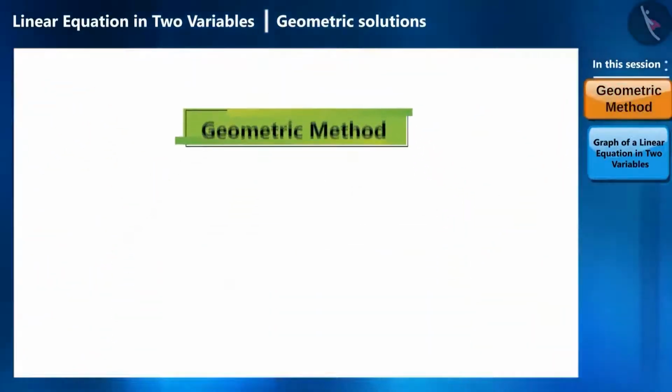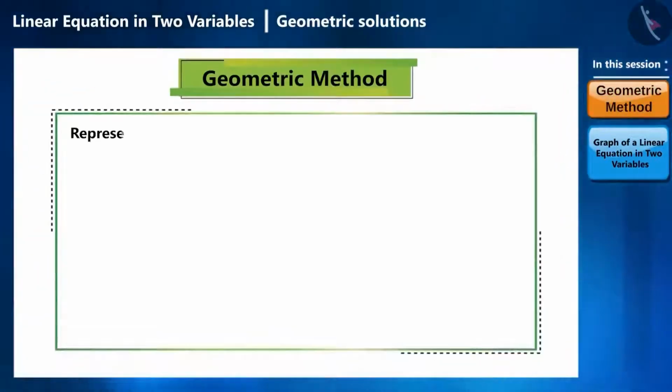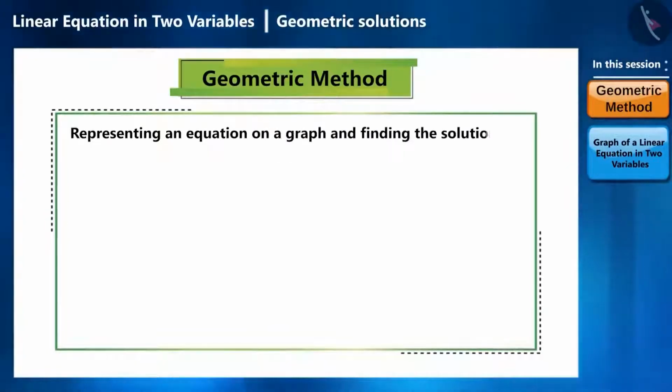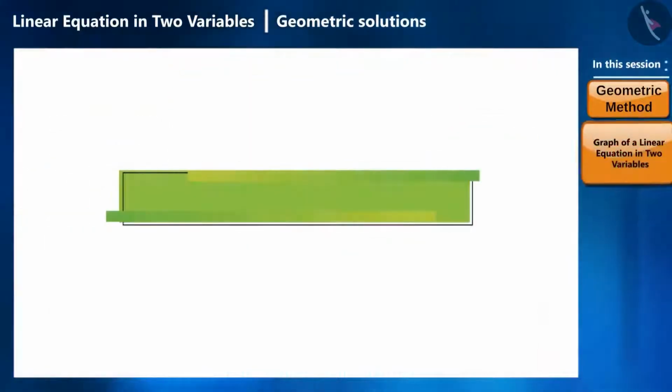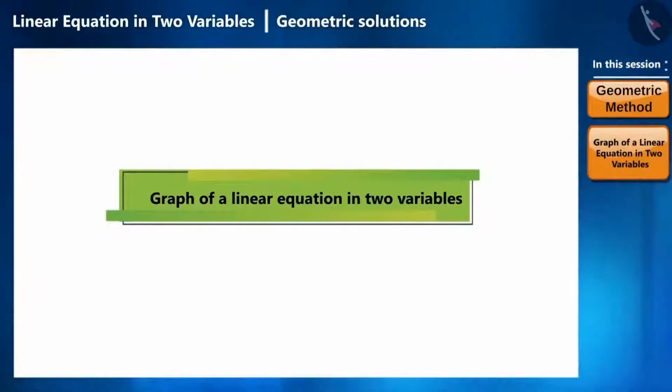Let's understand what is geometric method. When we represent an equation on a graph, it is said to be represented in the geometric form, and the method of finding solution from the graph is called the geometric method. So, let us see how to construct the graph of a linear equation in two variables.